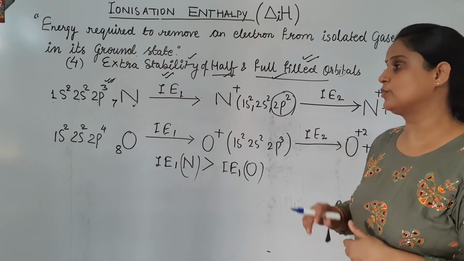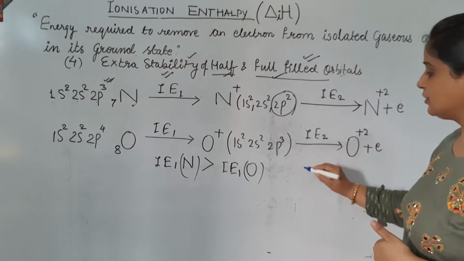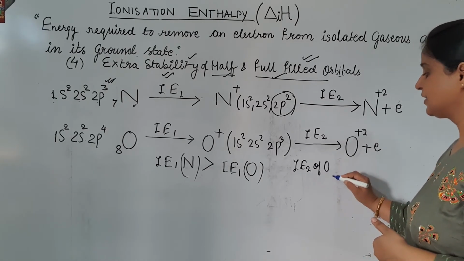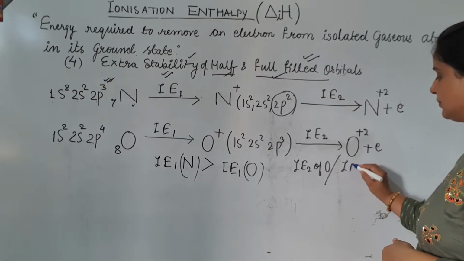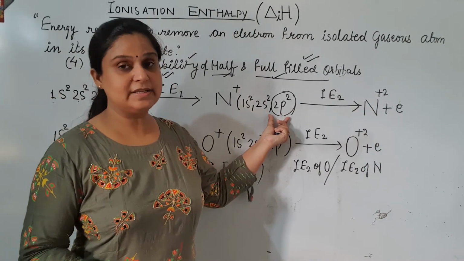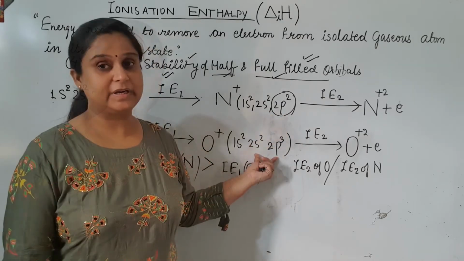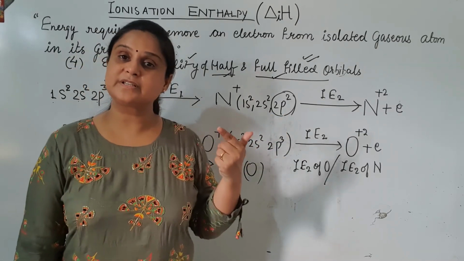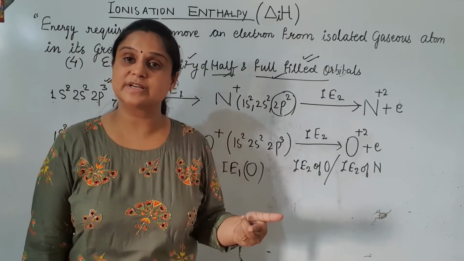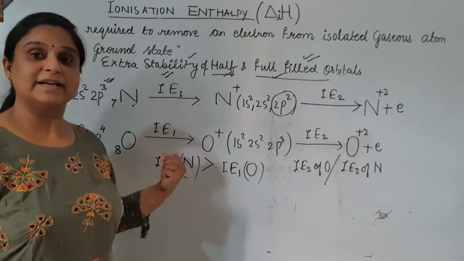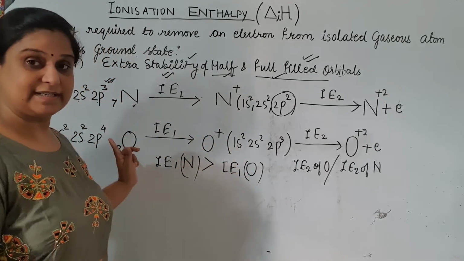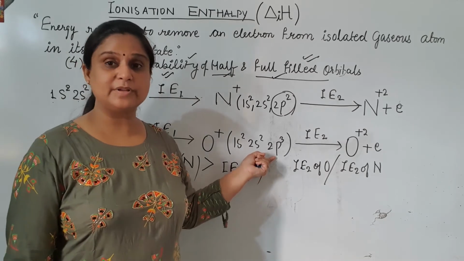Now you just guess which is higher, IE2 of oxygen or IE2 of nitrogen. This is nitrogen, at the p2 state, but now oxygen has reached its stable state. That is why oxygen is not going to lose its electron easily. In the first case, it removed its electron comparatively easily because it was not stabilized at that time. But this time it is now in the stabilized state.